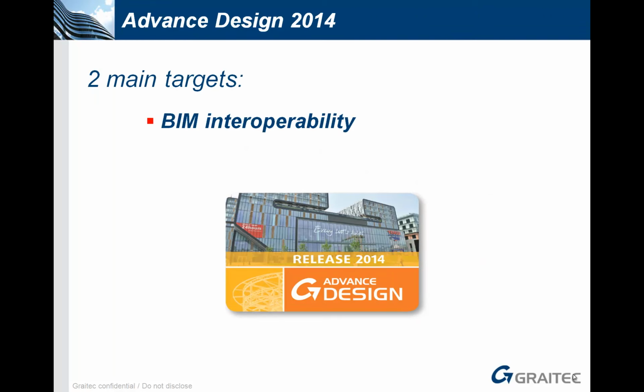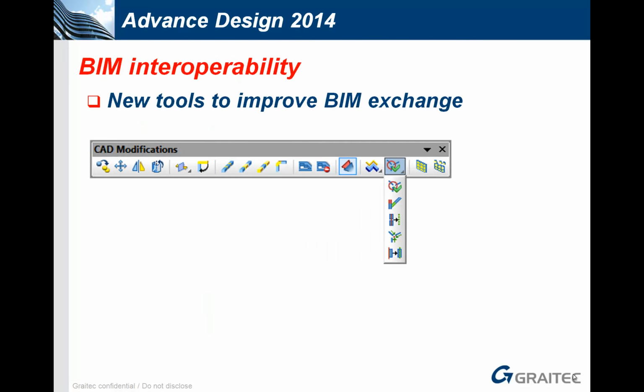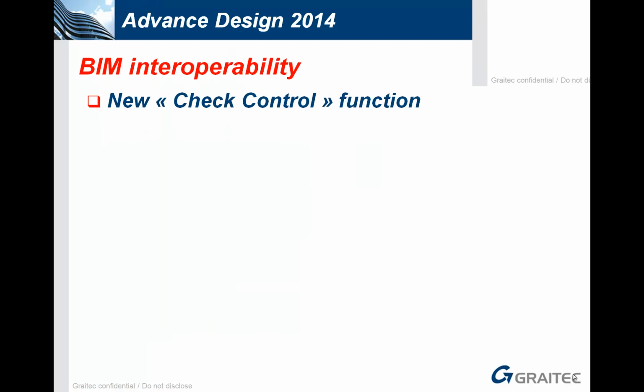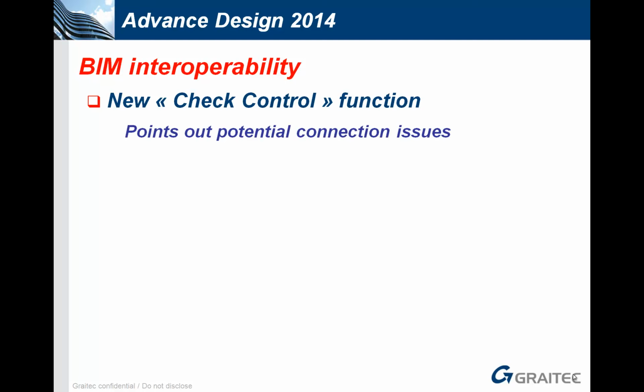First one being improving beam exchange, and the other one introducing new design features. So in order to improve beam exchange, we introduced a set of new icons in the CAD toolbar. First icon is check control. So basically this check control function will point out potential connection issues on the model.